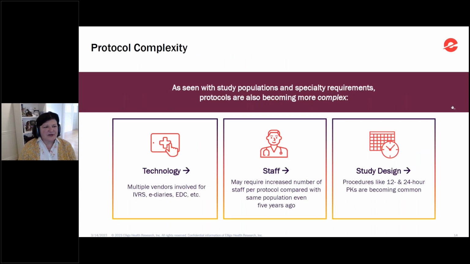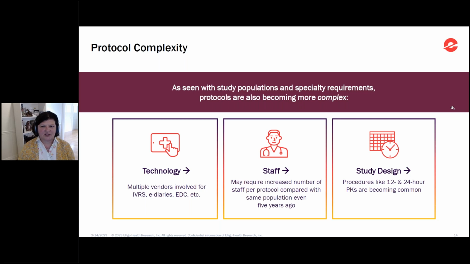Next slide. So the complexity of the trials doesn't end with the inclusion-exclusion criteria. There's more and more technology coming at our sites, with multiple vendors involved in IVR, e-diaries, EDC. If you go to a site today, you'll see tons of different laptops and tablets and everything, and that complicates things.